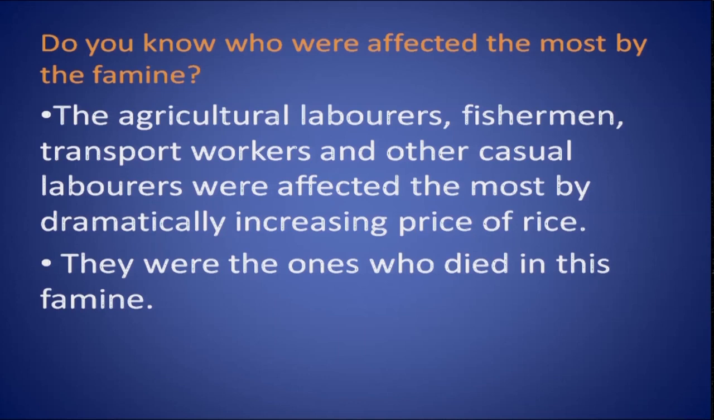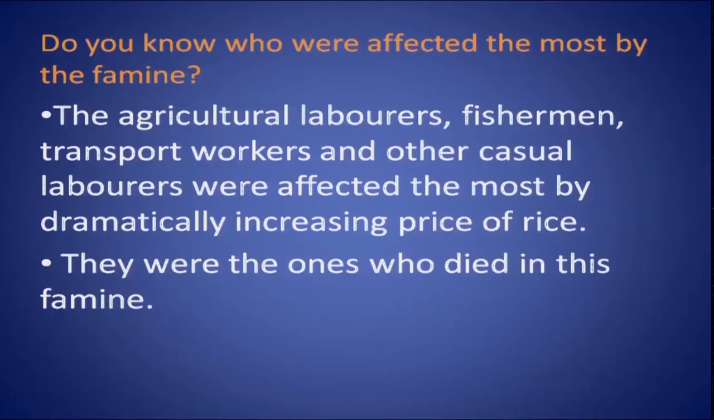Sometimes when there is a famine-like situation, the price automatically goes up. And in this condition, it is very difficult for people like agricultural laborers, because they solely depend upon agricultural activities. And fishermen, transport workers, casual laborers, they hardly get work in a day. All these people are affected most by the famine because of the price rise. And these people are the ones who died in this famine.